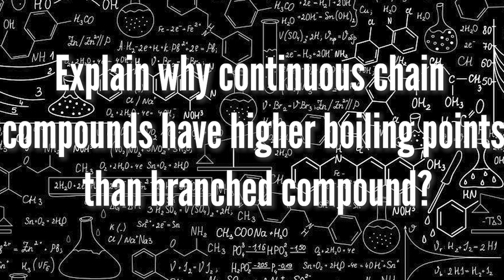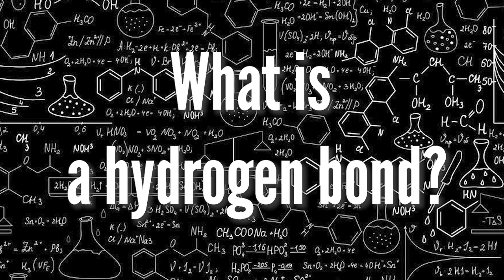34. Explain why continuous chain compounds have a higher boiling point than branched compounds. A continuous chain compound, unlike a branched compound, is able to arrange itself into zigzags to reach the van der Waals radii. And because of this, it requires more energy to overcome those attractions. Branched compounds are not able to do this. 35. What is a hydrogen bond? A hydrogen bond is one that forms when a partially positive hydrogen atom of one molecule is attracted to the unshared pair of electrons of the electronegative atom of another molecule.